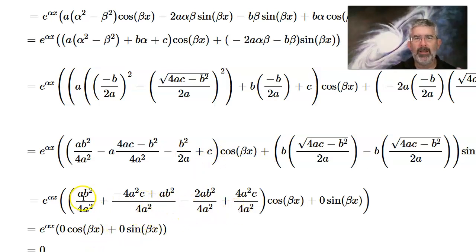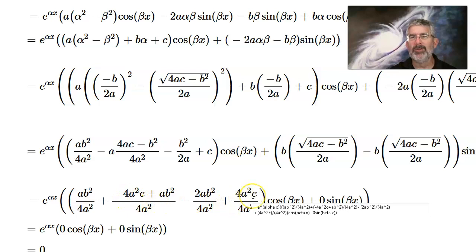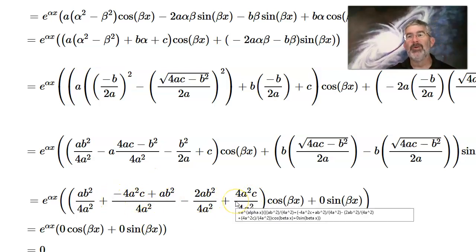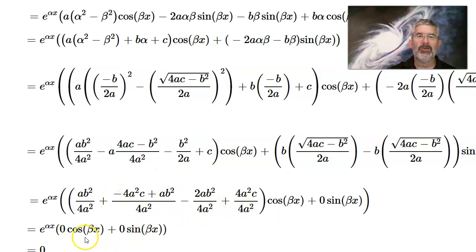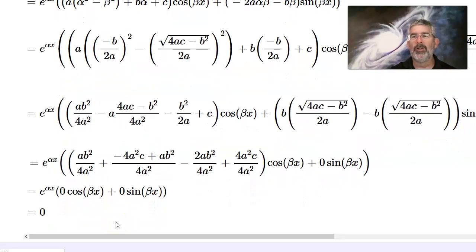And notice, I've got an ab squared. I've got another ab squared. And I've got a minus 2ab squared for a total of 0 ab squareds. I have a minus 4a squared c and a plus 4a squared c for a total of 0 4a squared c's. And all of this adds up to 0. And so I have 0 cos beta plus 0 sine beta times that exponential for a grand total of 0.